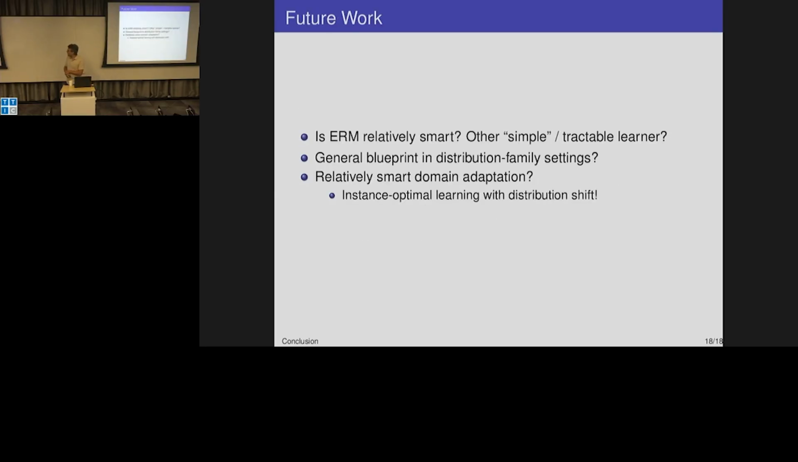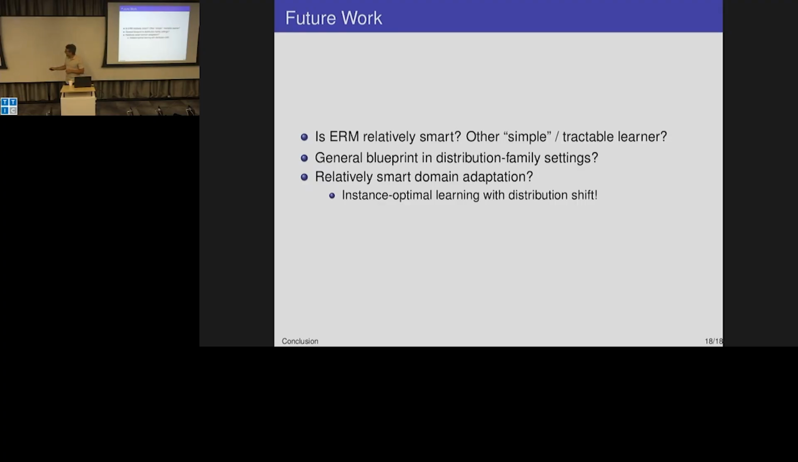The more interesting thing I want to leave you with is future work. I like that this paper raises some very nice open questions. We don't know if ERM is relatively smart. I suspect the answer is no, but this turns out to be difficult to prove as far as I can tell.